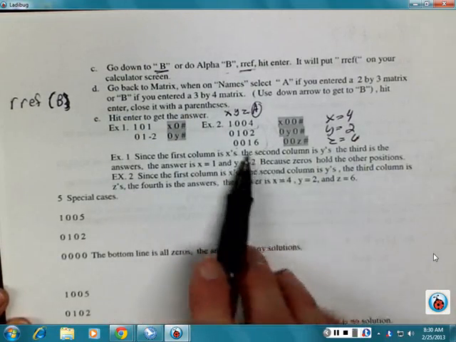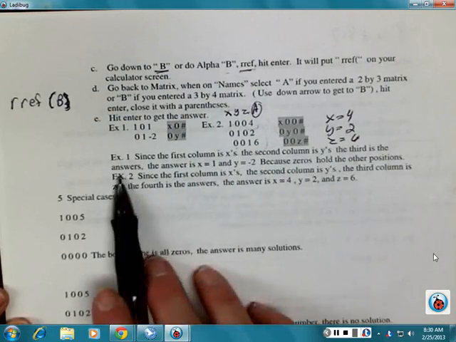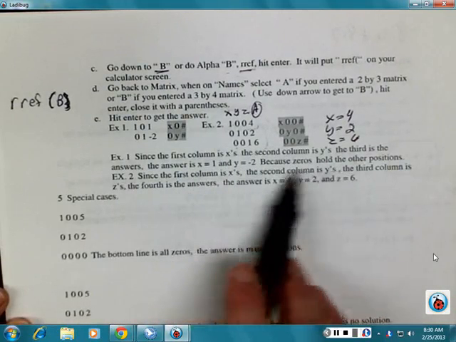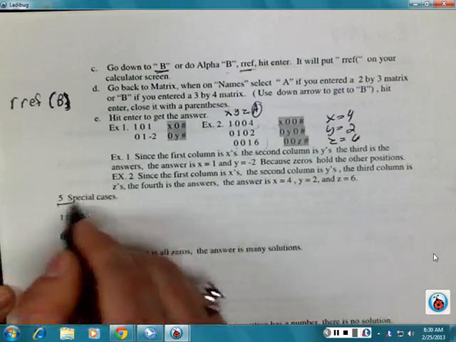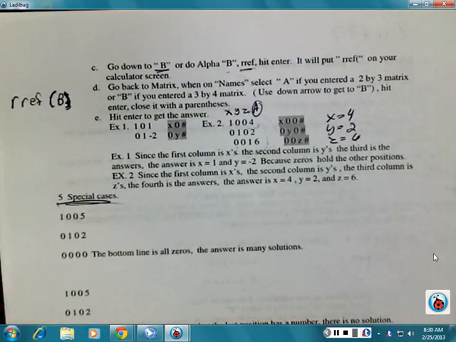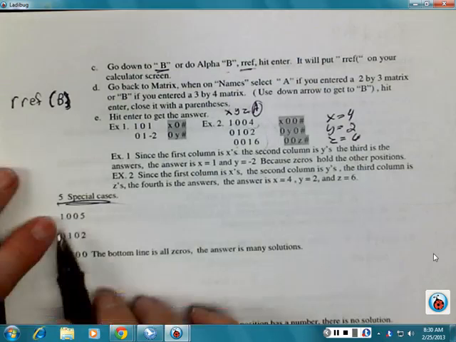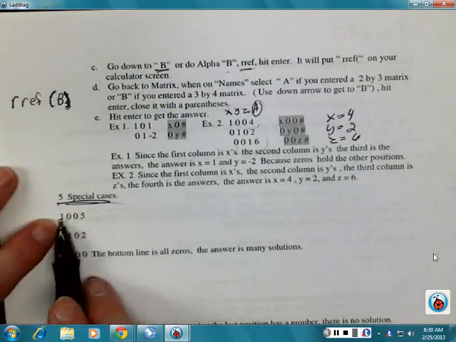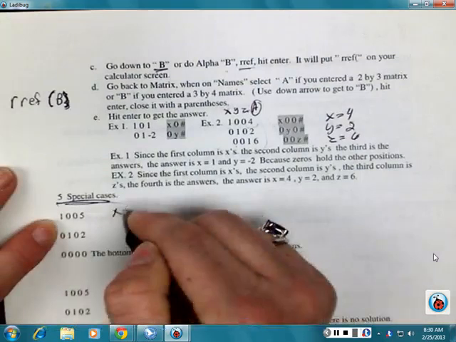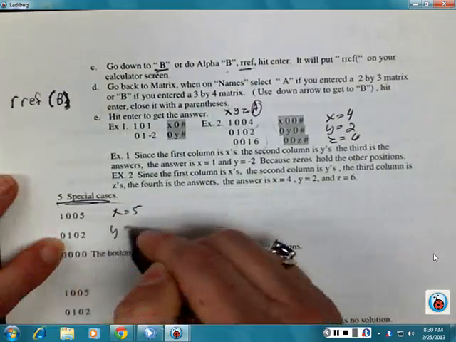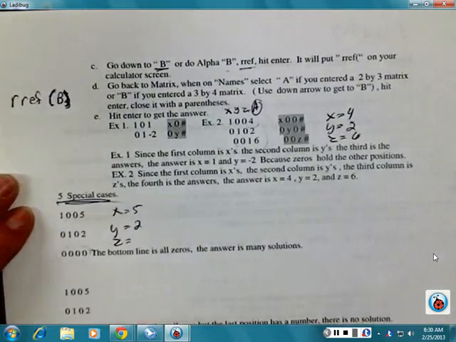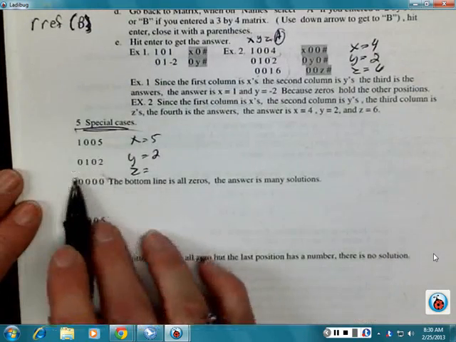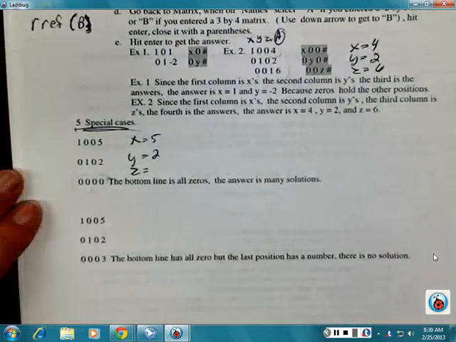So the first column's x's, the y's are the third with these answers, and you've got your pieces in here that told you what your parts had to be. Now, there's a couple special things that can happen. So there are some special cases in here. And the special cases are where you have x is equal to 5, y is equal to 2, but z, notice there is no z. See that? There is no number in here at all. There's no 1, nothing represents it.